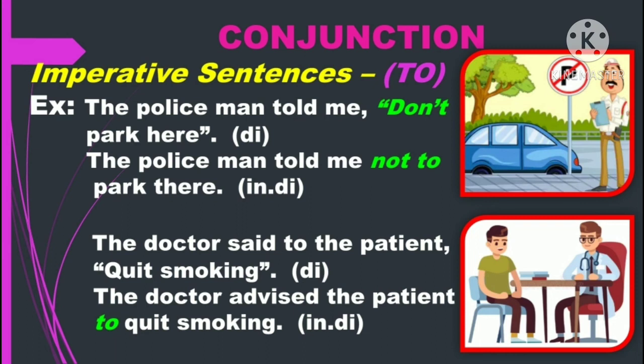Look at the second example. The doctor said to the patient, "Quit smoking." That is direct speech. So when it goes to indirect speech, the doctor advised the patient to quit smoking. So here we are using to as a conjunction. So when we report an imperative sentence, we use a structure with to, that is, we use to as a conjunction word. Got it? Yes.